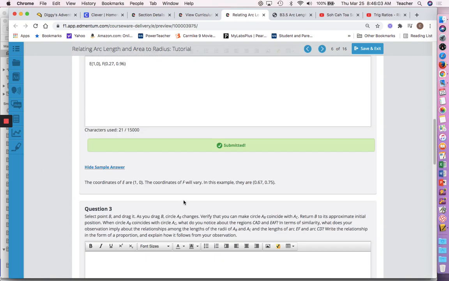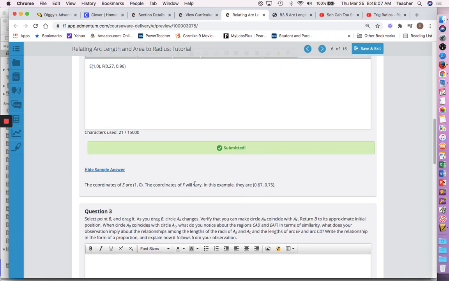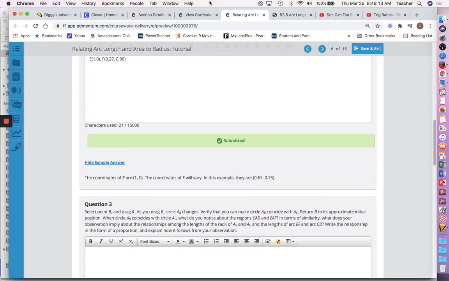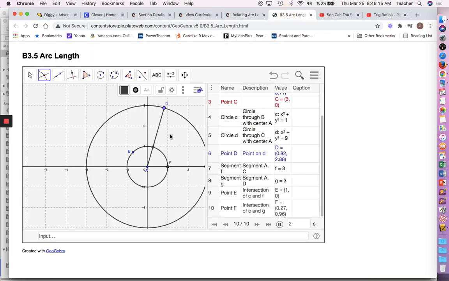Okay, it says F will vary. So maybe your F and my F are not the same. Their F is this, and my F is that ugly thing. Oh, yeah, that makes sense, because you might not put your D right there. You might put your D way over here or way over here. Yeah, I got you. All right, so let me close this stuff up.